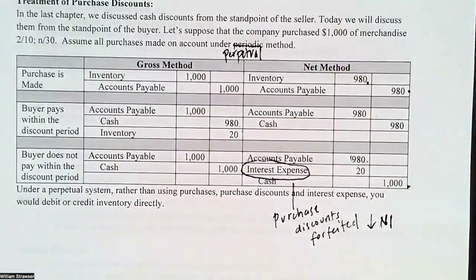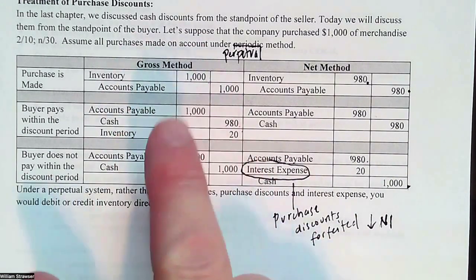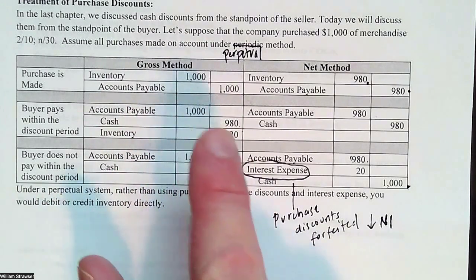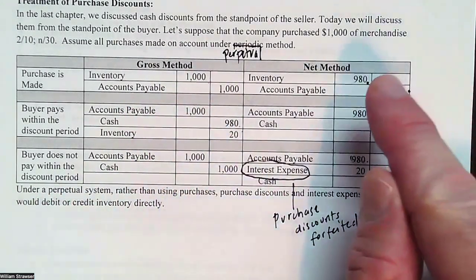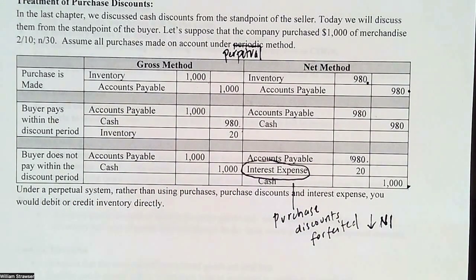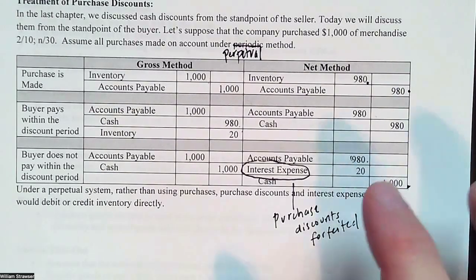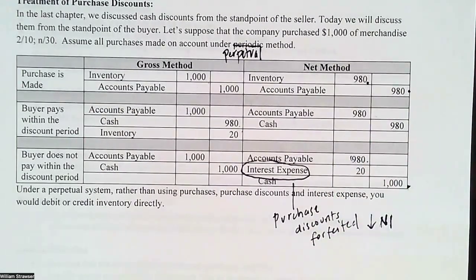So when we lose a discount, we do not increase the value of our inventory, which is a little strange because we paid 1,000 for it, right? It's not like over here in the gross method where the asset is stated at the cost. Here, the inventory stays at 980. And rather than show that, we instead include an interest expense item or a purchase discounts forfeited, which is doing the same thing.